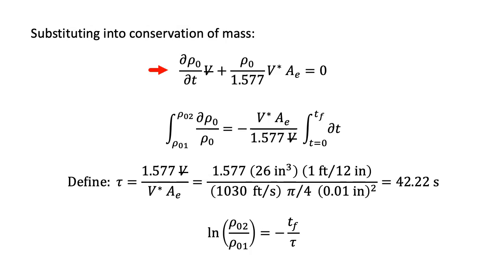Substituting these into our equation for conservation of mass, we get an ordinary differential equation that can be solved by integrating from our initial time at t equals 0 to our final time at t equals t sub f. Before we do so, we define a time constant tau for our discharge process in terms of the process variables that is calculated to be about 42 seconds. Looking at our result, we see that the density will drop exponentially with time.